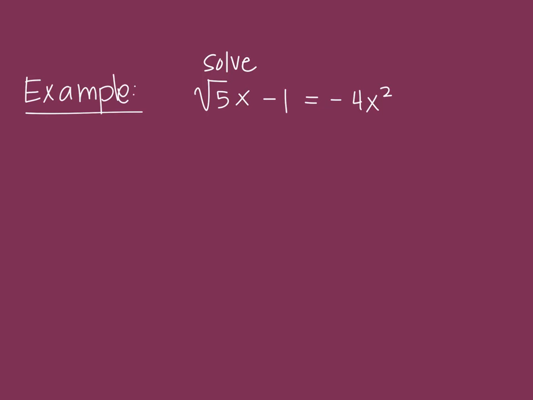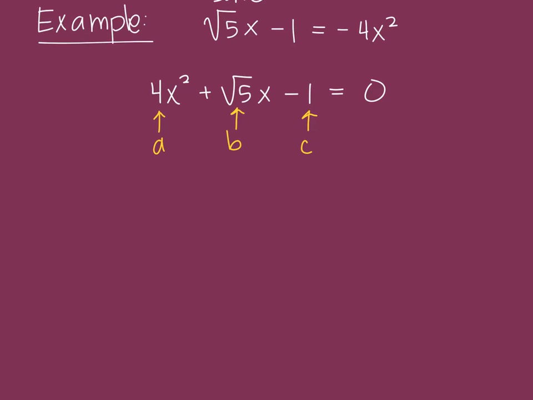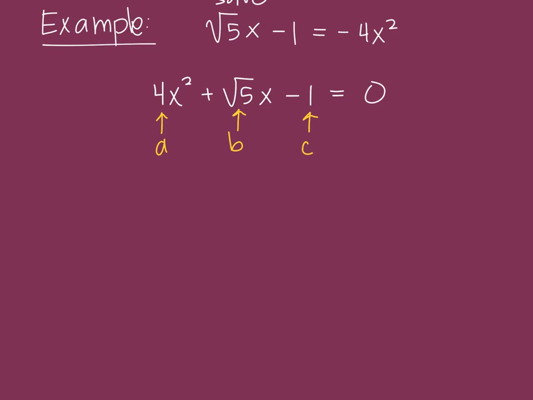Okay, the first thing you're going to want to do is make sure it's equal to 0. The easiest way to do that is to add 4x squared to both sides. So 4x squared would come in front. The square root of 5 would be by the x, and then minus 1 equals 0. And then to identify what your values of a, b, and c are. So a is 4, b is a square root of 5, which is okay, and c is negative 1. It's totally fine to have a square root in the quadratic formula. You just got to use parentheses, just like you would with a negative.